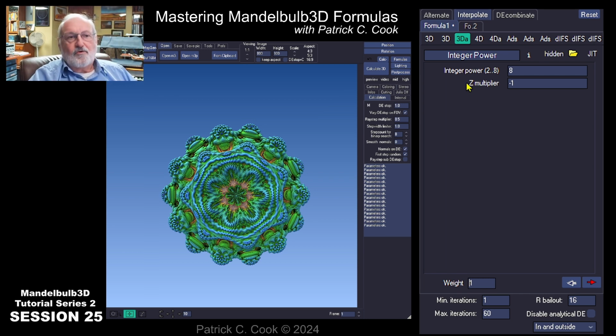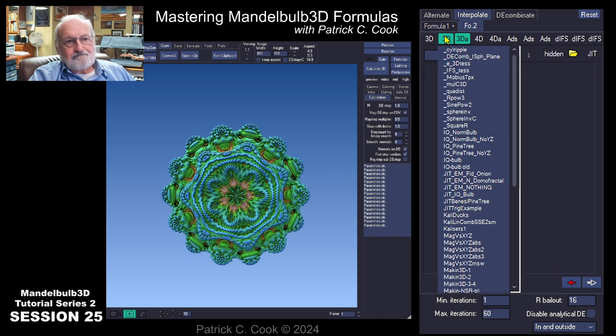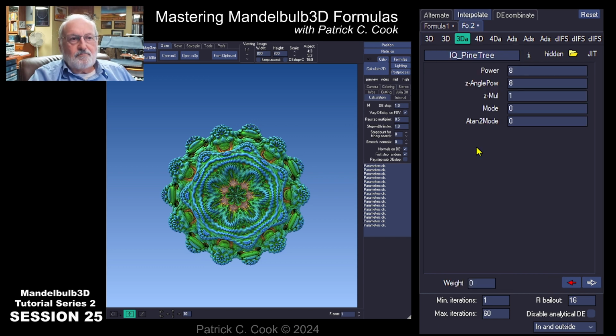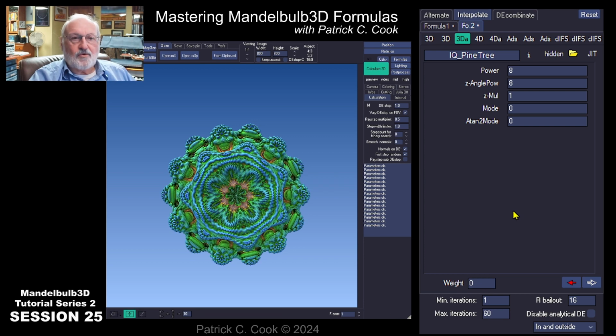So let's get two formulas up here. Let's go to formula slot number 2. I don't know, let's pick IQ Pine Tree. Let's calculate that and see what happens. Okay, not a whole lot happened.